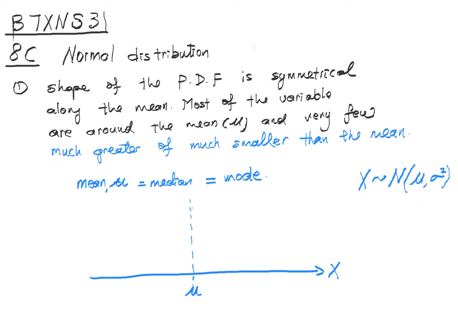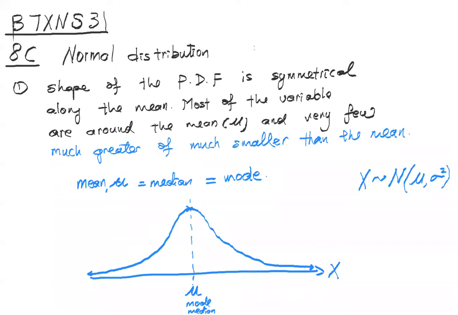Okay, so the highest point, because the mean is the mode, is also the median. Correct? And most of the values are clustered around the mean. So there are very few very big or very few very small. But it doesn't touch the x-axis. Clear? So that's why the shape of the graph goes like that. So this is called the bell shape.